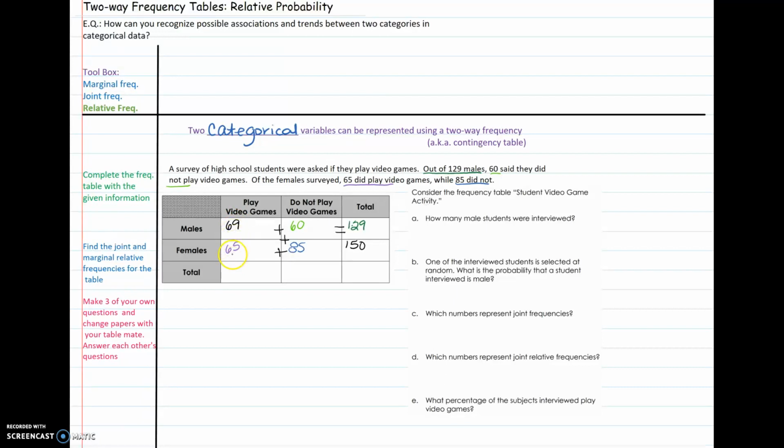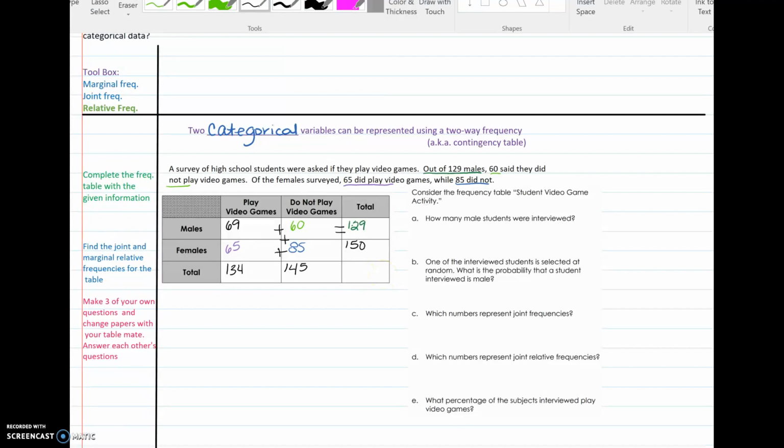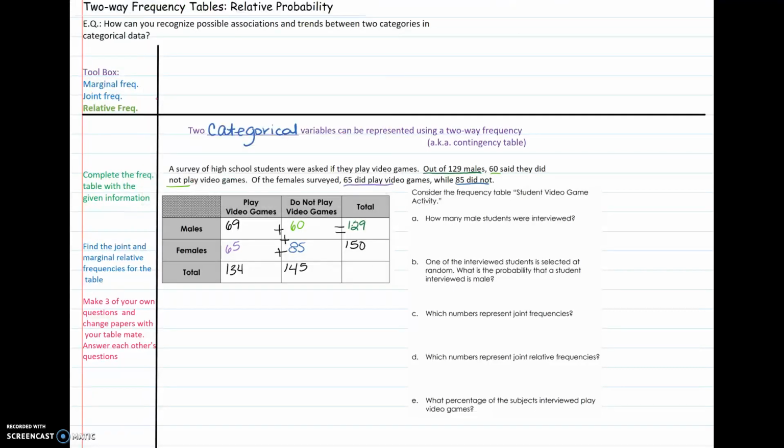So 69 plus 65, the total of people who do play video games, is 134. And 145 is the total of those who do not. Now this total right here, I love this because it helps us to check our work, and I love that I can check my work as I'm going. So right here, this is our grand total. It is the total of all the totals, the total number of people, whether they're playing or not playing video games, whether they are male or female. Again, why I like this is because it allows us to check, because this number should be the same for this column and the row.